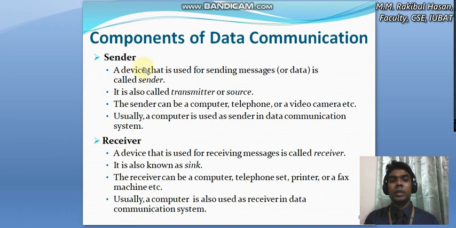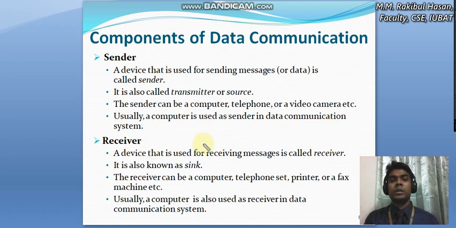Now the next component is sender. Definitely we need a sender. Sender means the source. A device that is used for sending messages is called the sender. It is also called a transmitter or source. We can call it sender, transmitter, or source. The sender can be a computer, telephone, or a video camera, etc. Usually a computer is used as the sender in a data communication system.